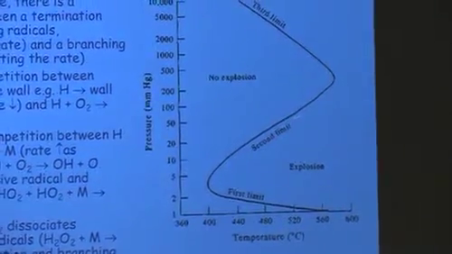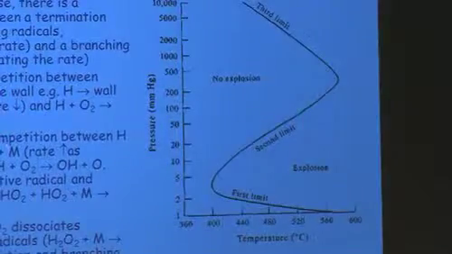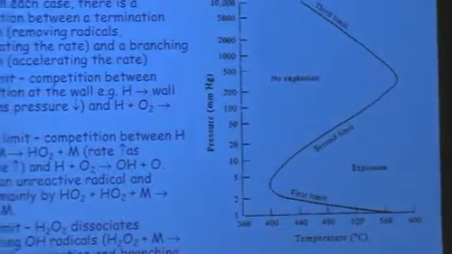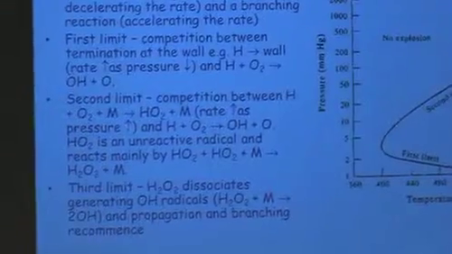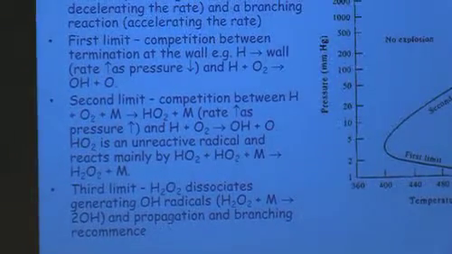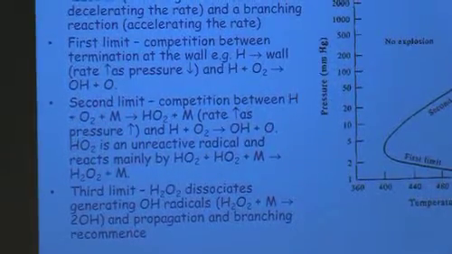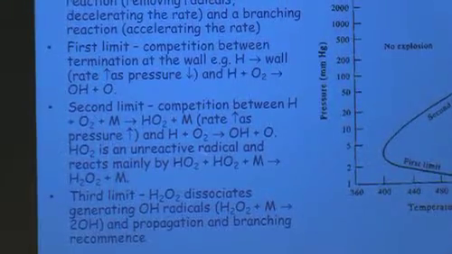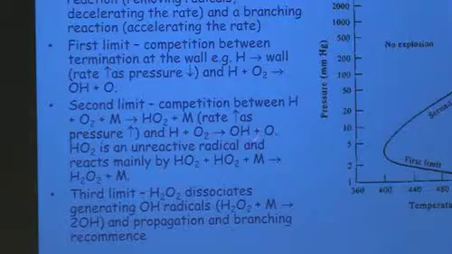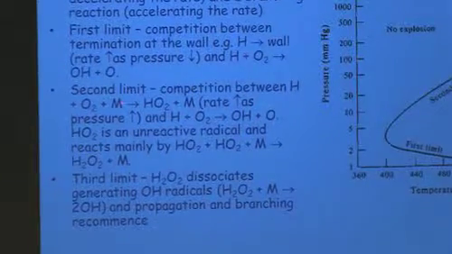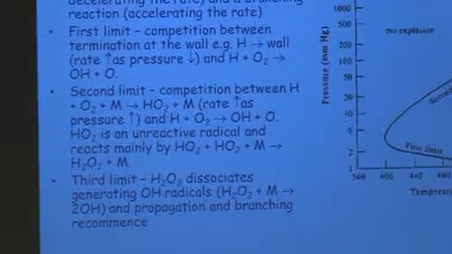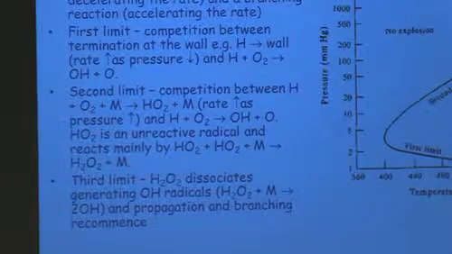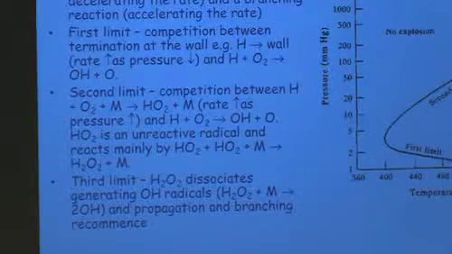This second limit here is interesting because it depends upon the interaction between H plus O2 plus M forming HO2, which, as we said, is a very unreactive species. And we can think of this as a termination step, and H plus O2 going to radicals, the branching step. So it's the same reactants, H plus O2. One of them is leading to branching, one of them is leading to termination.